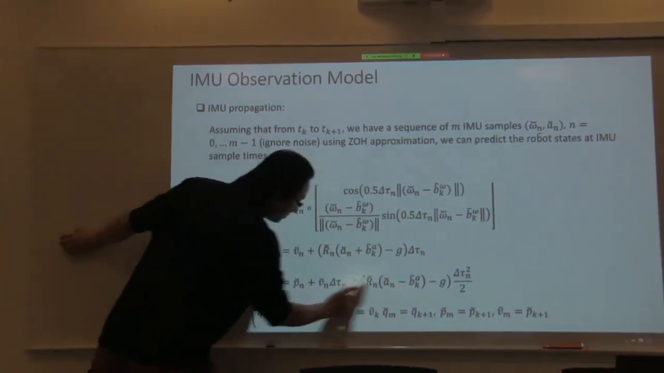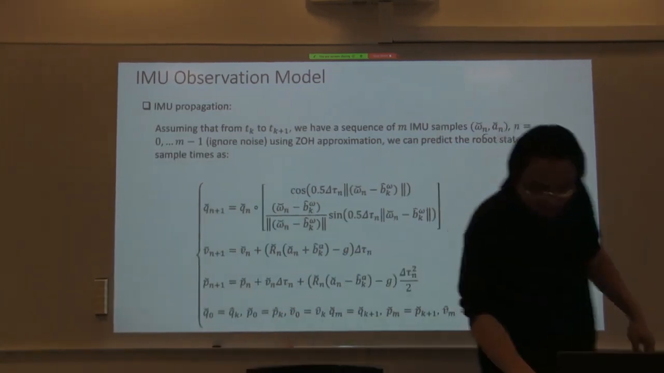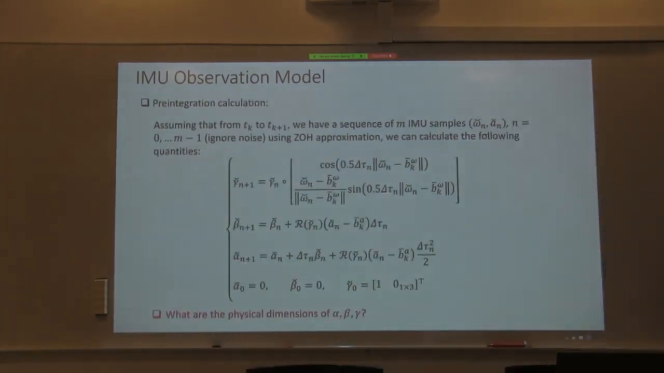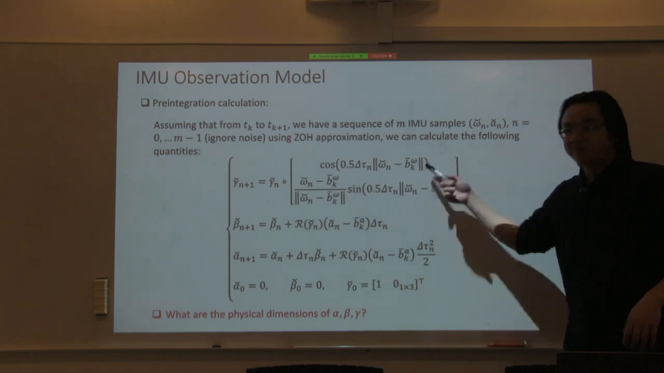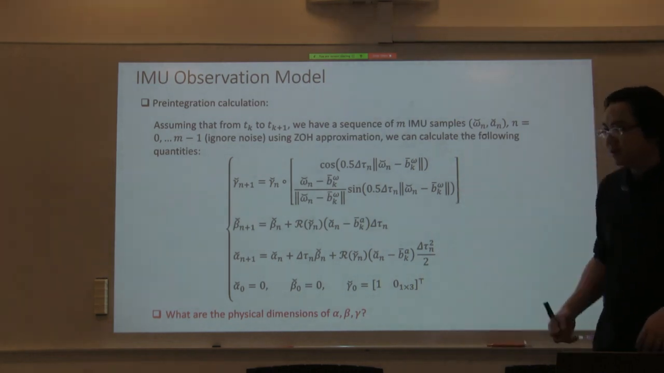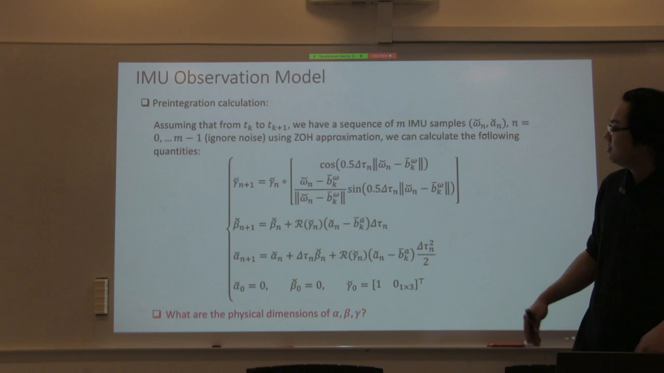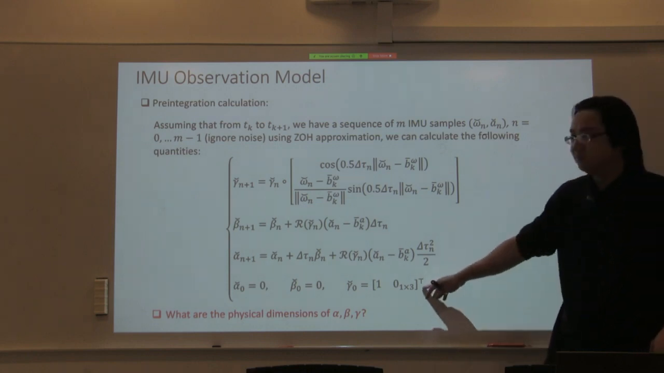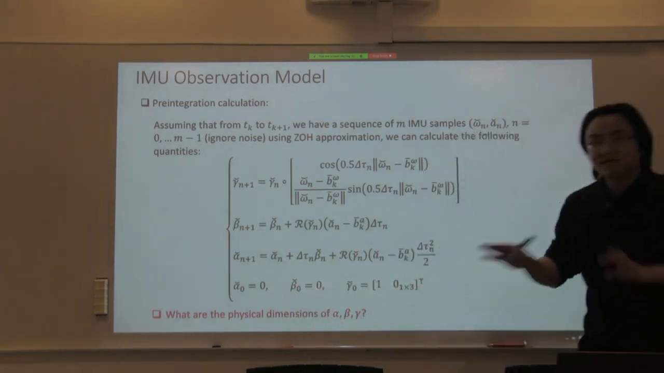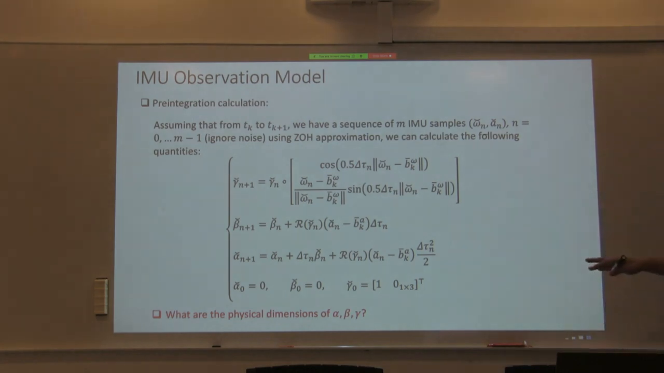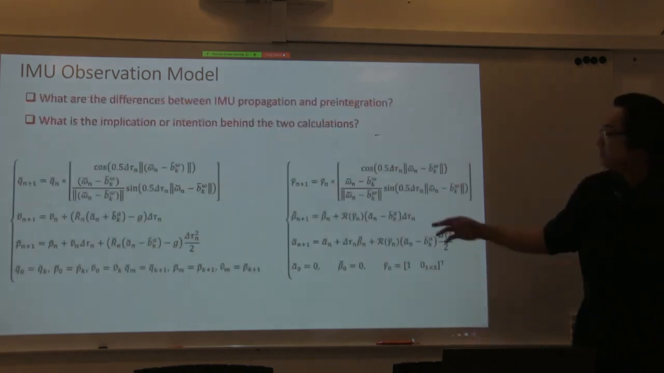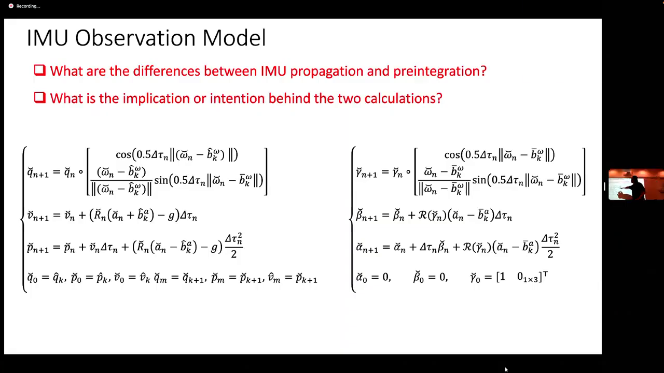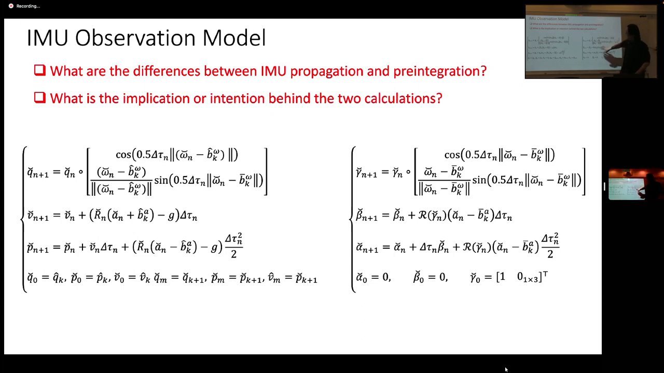So then pre-integration. The calculation is almost the same, right? It's just that now we start from 0. So there's no assumption on the initial state. That's why if you put them side by side, you see the first part is basically the same. The orientation part is the same.